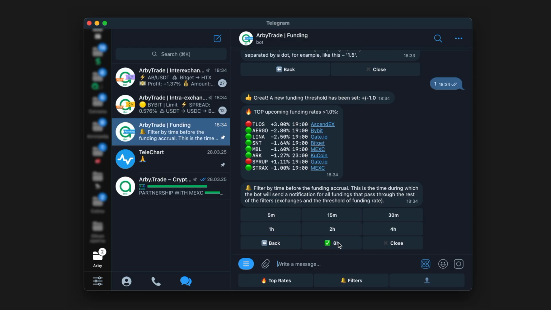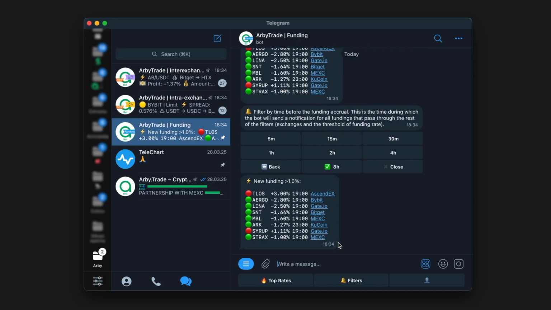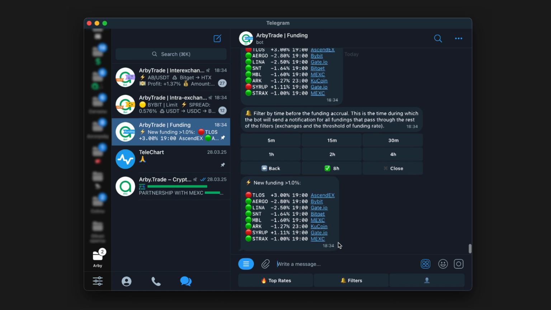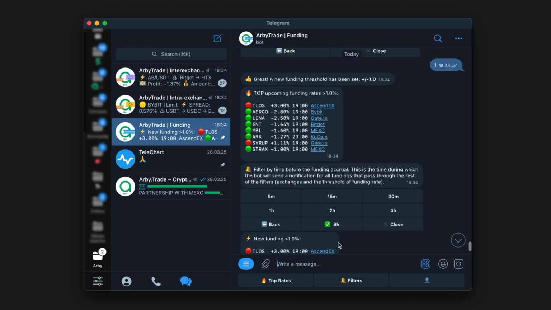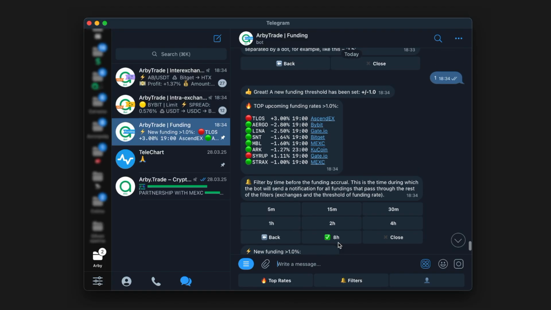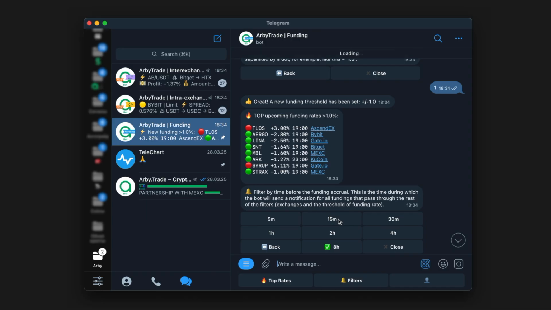Setting it to 8 hours means the bot will send rates around the clock, which is too much. For example, for situations like the ones we covered in this video, setting it to 15 minutes is enough. This way, the bot will send the highest funding rates 15 minutes before they're calculated and won't bother you the rest of the time. During those 15 minutes, you'll have time to evaluate the coins from the list. Choose a strategy and calmly prepare for the calculation time.